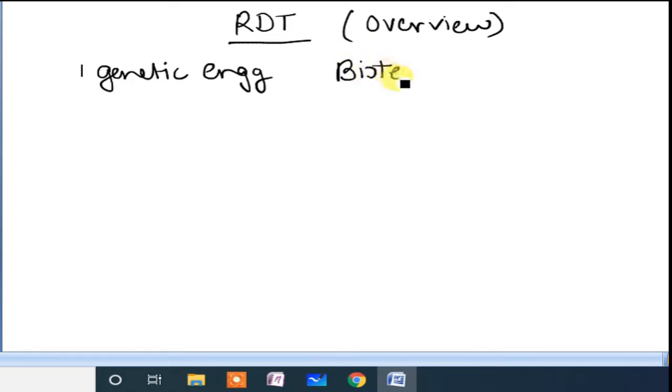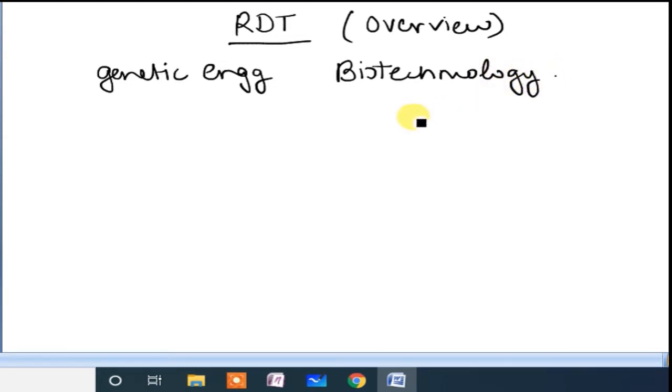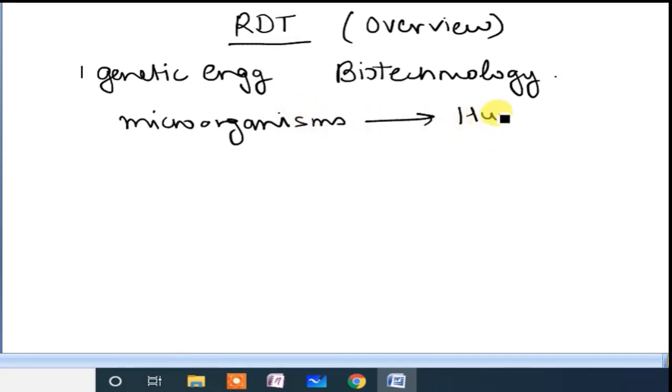In the biotechnology field it is mostly employed so as to utilize microorganisms in such a way that they are beneficial for human beings. So let us write this down: utilization of microorganisms in such a way that they can be useful for human beings. This is basically the role of recombinant DNA technology.